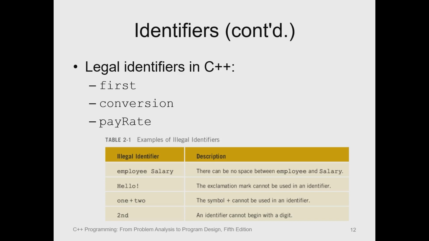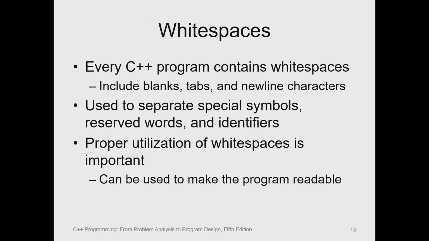Every C++ program contains white spaces. White spaces include blanks, tabs, and newline characters. We use white spaces to separate special symbols, reserved words, and identifiers. Proper utilization of white spaces is important. It can be used to make the program more readable.